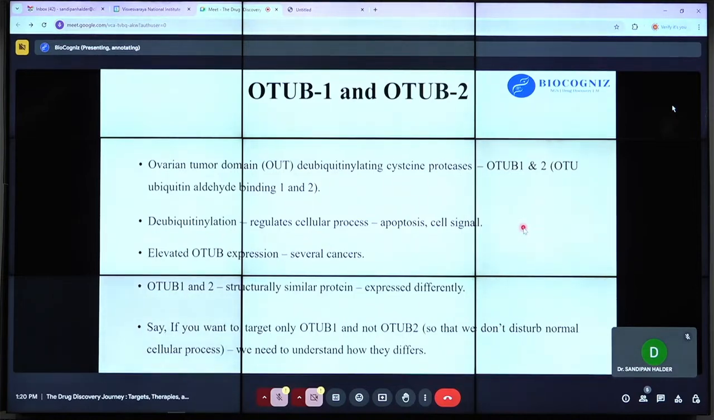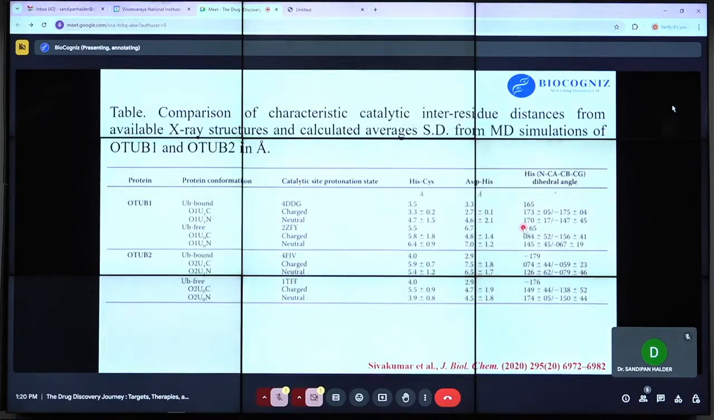If you find out OTB1 is overexpressed, the problem is that we are not able to target only OTB1, since OTB2 is also very, very similar to OTB1. But if you target OTB2 also, because of non-selectivity issues, it will cause a lot of side effects. Very simple example. So now, how are we going to do this?